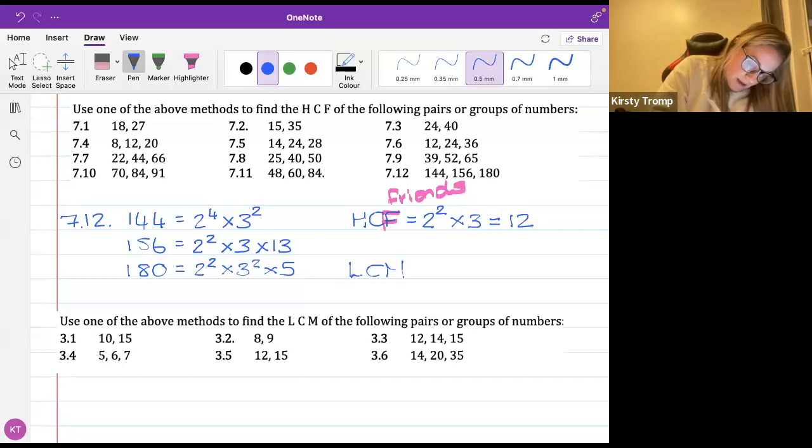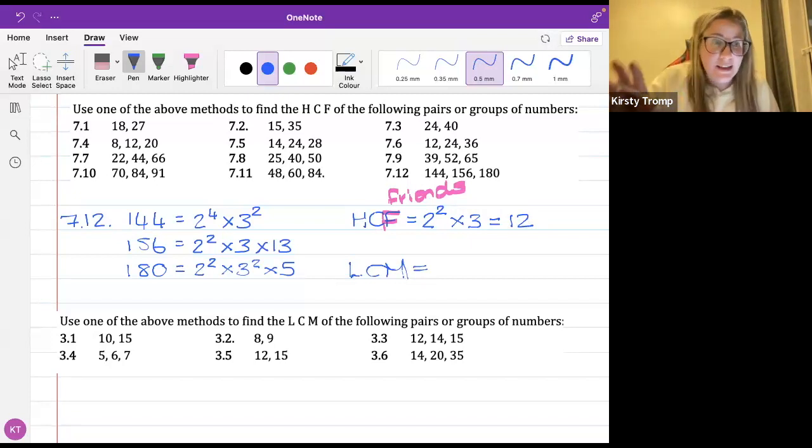LCM. Lowest common multiple, LCM. Okay, tell me, talk to me. LCM, lowest common multiple. Right. Yes, we know it means lowest common multiple. We've been doing it since we were in grade 5, maybe grade 6. We know that. All right, good.